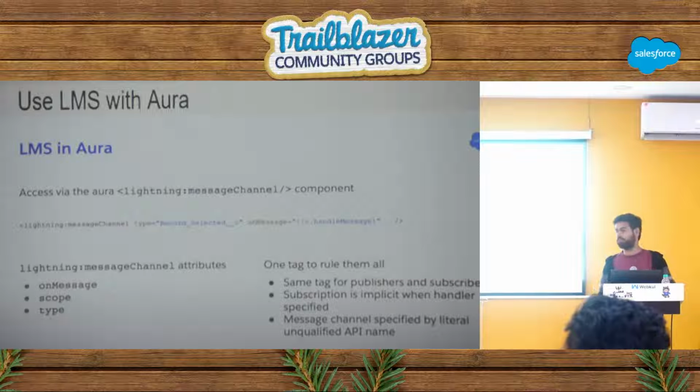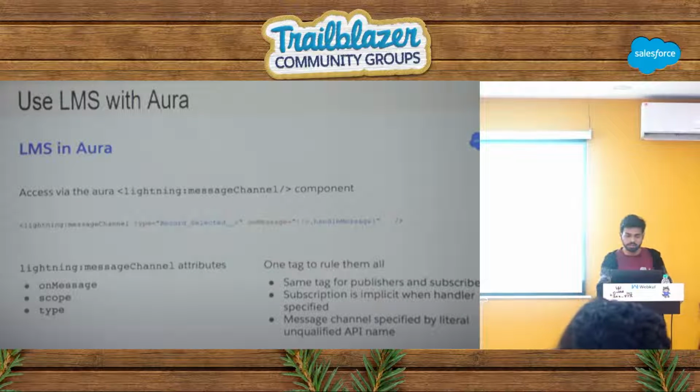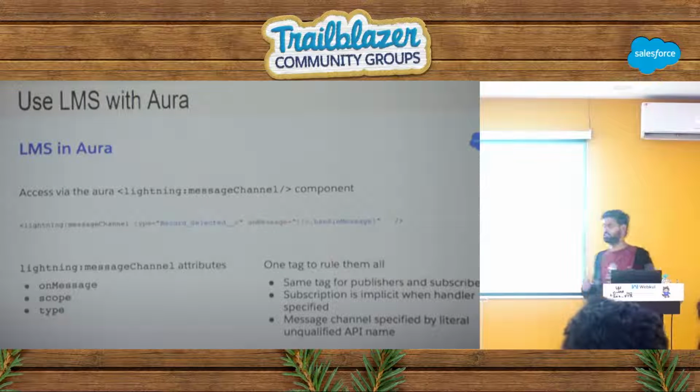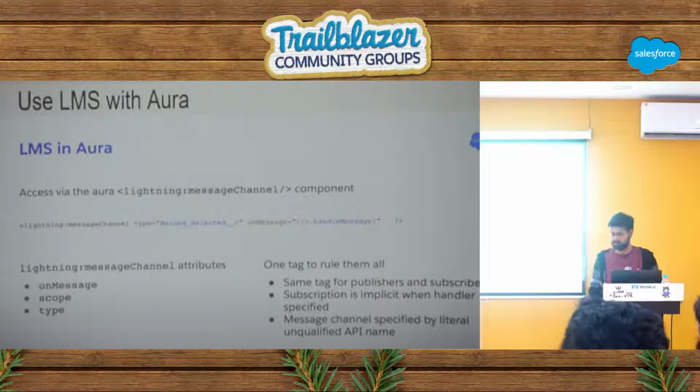So in both components, the component that is subscribing to the event and the component that is publishing the event, both will have the same tag, lightning:messageChannel. But the subscribing component will have the onMessage attribute, and in this we set the function name which we want to perform on receiving the event. Third one is scope. Scope decides whether you want to subscribe from the active record or from the entire application.